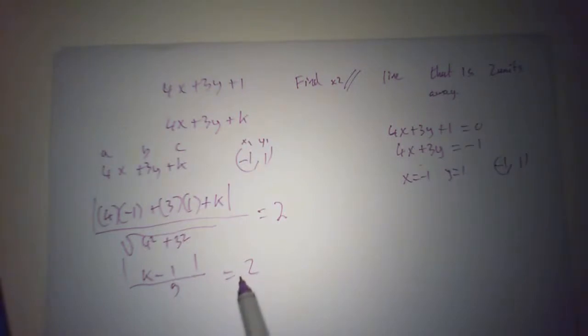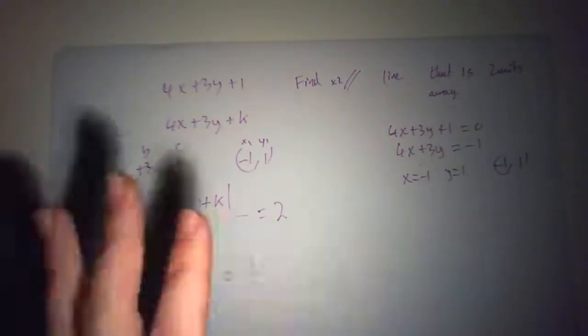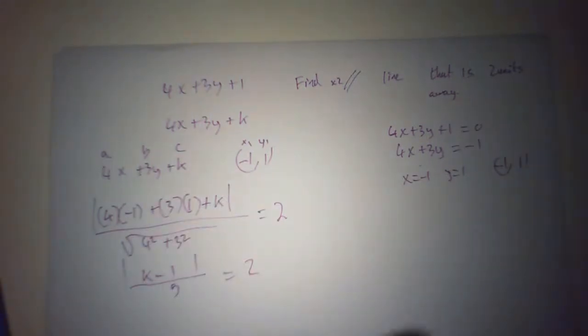Okay, so obviously 11 minus 1 is 10. 10 divided by 5 gives me 2. But we need another one. Minus 9 minus 1 is minus 10. Divided by 5 will give you minus 2. There's your 2 possibilities. The other option is cross multiply, square both sides, and solve as a quadratic.